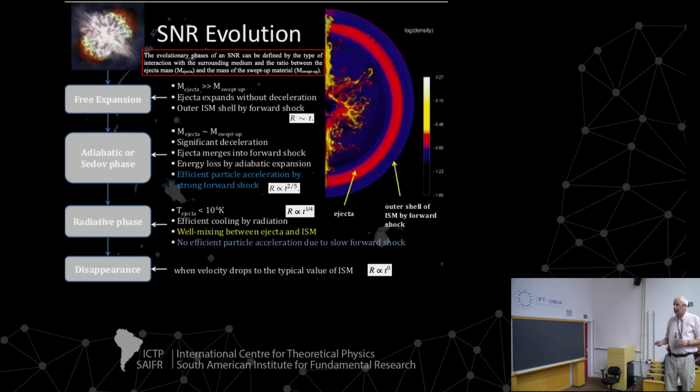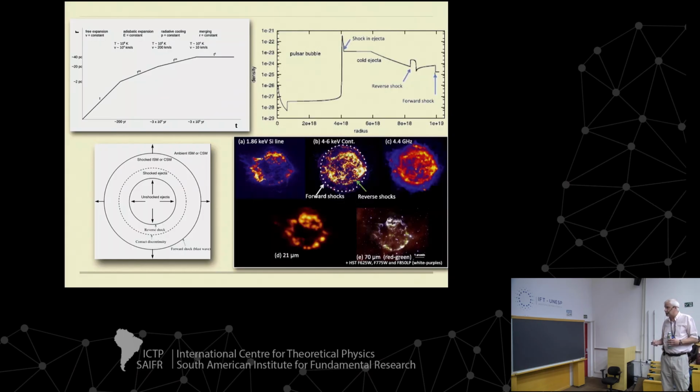And finally, we have the disappearance phase of the supernova remnant, when the expansion velocity decelerates through the velocity of the random motions in the interstellar medium. So just the remnant disappears in the interstellar medium. In the most interesting phases, these two phases, we have a forward shock, we have the ejecta, and we have also a reverse shock that moves inwards the supernova remnant. Both shocks can be adequate for the acceleration of particles.